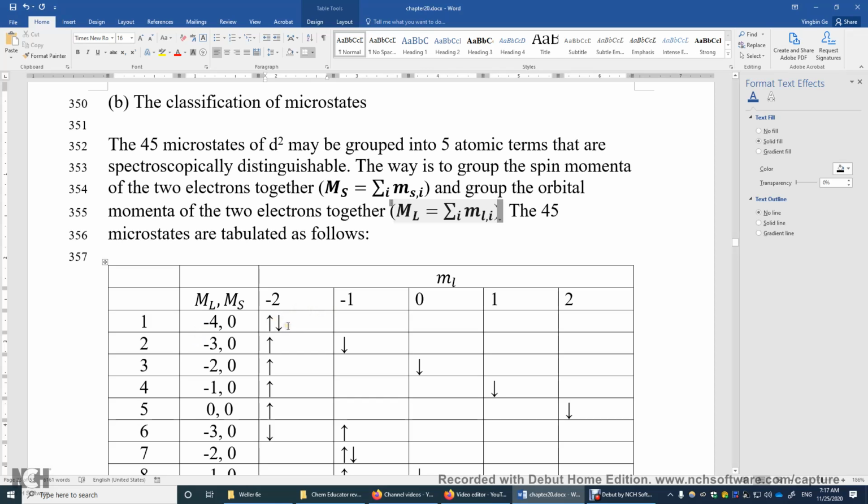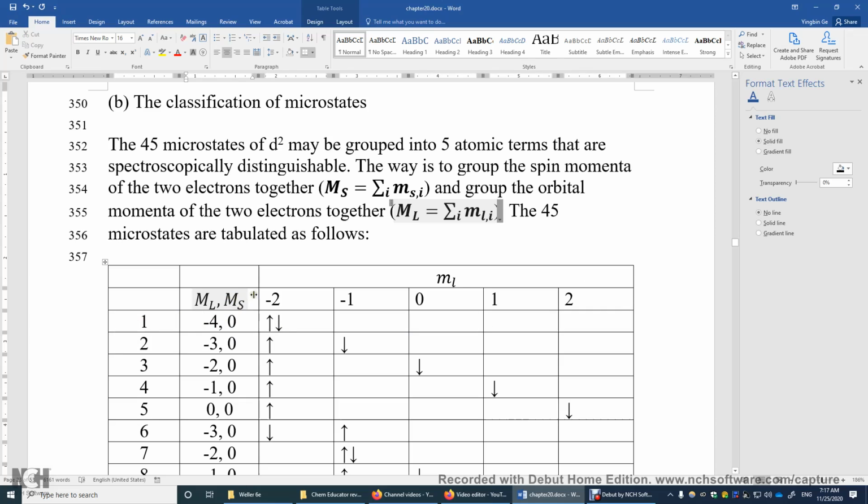Now if we put these 2 electrons in the same d orbital, they have to have different spins. So one spin up, one spin down, and the sum of m sub s is going to be 0. This z component is positive half h bar. This one is negative 1/2 h bar. Together it's 0. So that's how we get the first combination of the uppercase M sub L and the uppercase M sub S. This is the first microstate.